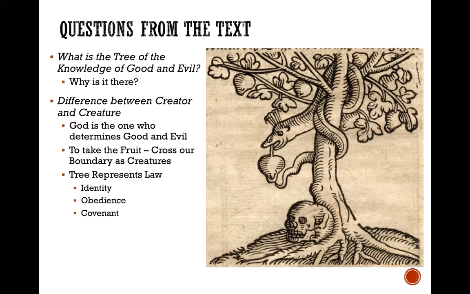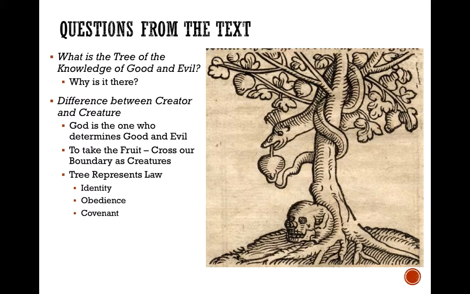Remember we talked about covenant. God is the one who acts, but then expects faithfulness and obedience from his people. Well, here we find God creating a space for people to live in the garden, but then gives his word: do not eat from this tree, right? The tree signifies the law that speaks to the identity of the creator as the one who gets to determine right and wrong, and creatures as those who do not determine what is right and wrong.